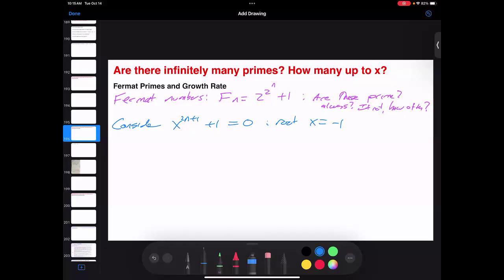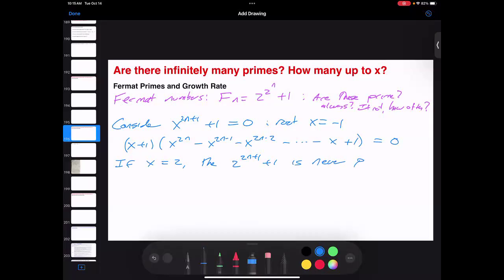So we can now factor this, and you all remember your long division. It factors as x plus 1 times, with a little bit of work, x to the 2n minus x to the 2n minus 1 minus x to the 2n minus 2 minus ... minus x plus 1. So if x equals 2, then 2 to the 2n plus 1 is never prime, because we just showed if I take x equals 2, I can write this as 3 times something.